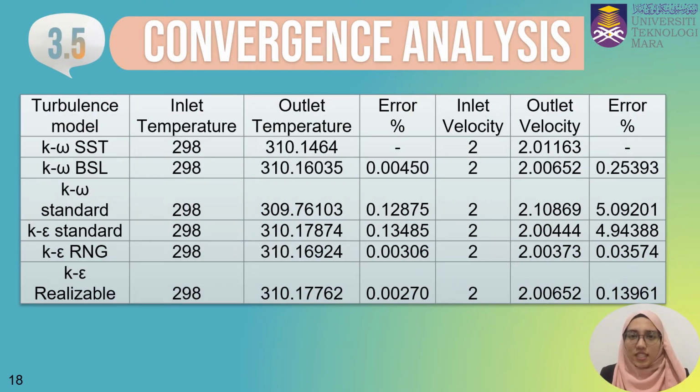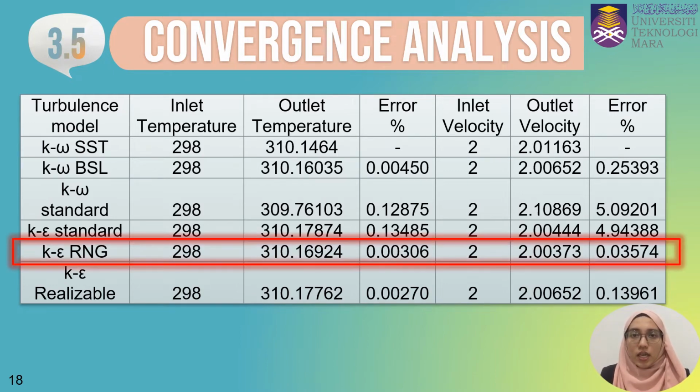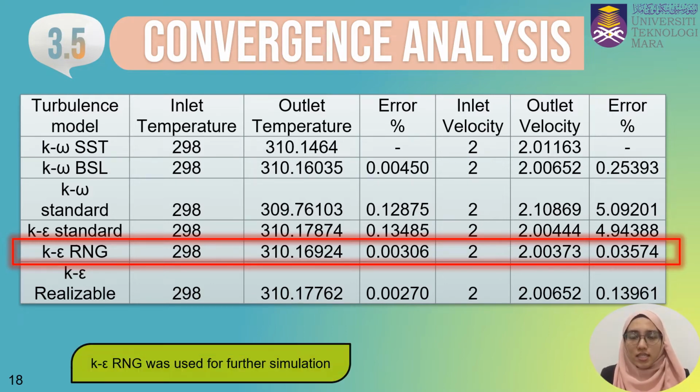Next is convergent analysis process. Convergent analysis is the process to choose the suitable turbulence method for the simulation. There are 6 turbulent models that was tested in this process. The table shows the result obtained from the simulation for the turbulent method. Based on the table, it shows that the K epsilon RNG has the lowest velocity error compared to other models. Thus, this model was used in this study for the heat sink simulation.